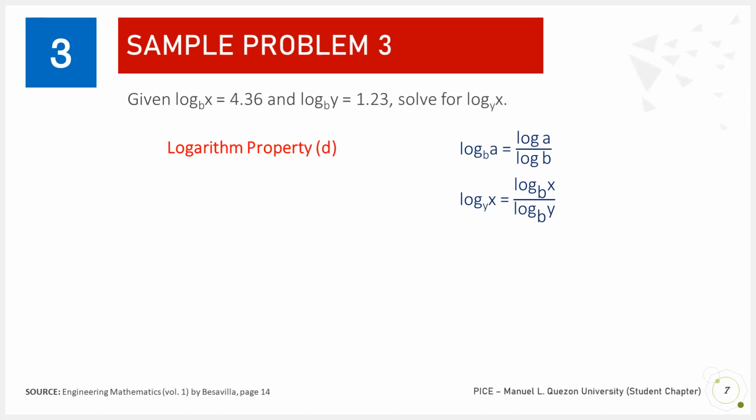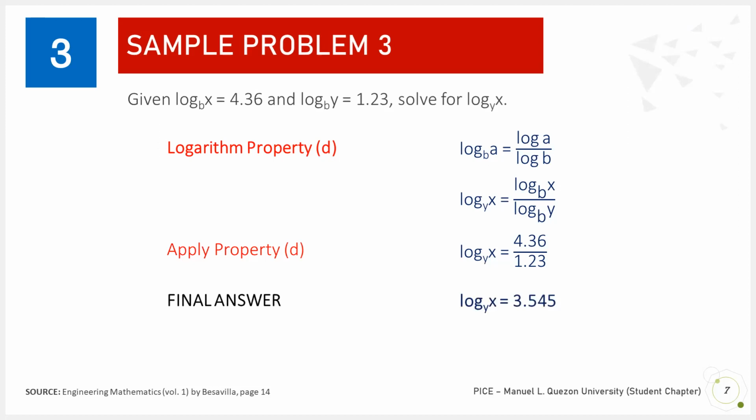Okay, so next is we apply property D. So sa property D, ito na yan actually. Transform natin yung equation kanina para mag-fit siya dito sa ating sinosolve. Tapos, we substitute the value. So meron tayong value for the common logarithm of x to the base b, which is 4.36. And meron tayong value ng common logarithm of y to the base b, which is 1.23. So pag sinimplify natin to, we have the final answer as the common logarithm of x to the base y is equal to 3.545.